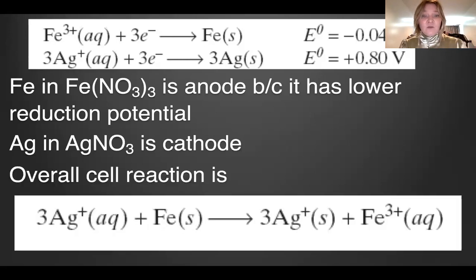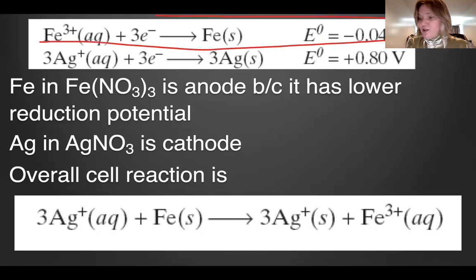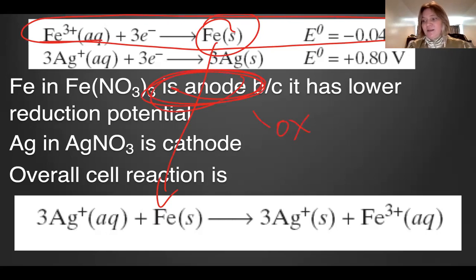So the overall cell reaction is just adding those two together, of course, because the electrons cancel out. Now, the reason why we reversed this equation, right? You see that the iron solid is on the right-hand side in the electrode potential equation, but we've put it on the left-hand side in the overall equation. That is because it is the anode. An anode is oxidation, which means that the first equation has to be reversed.